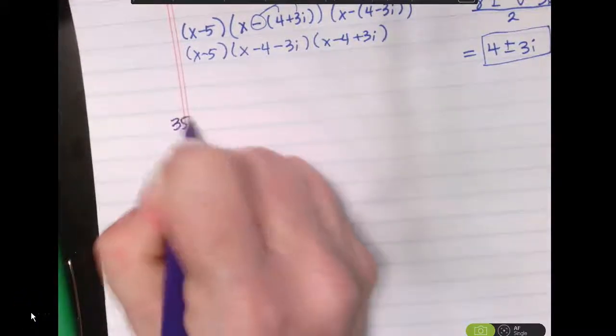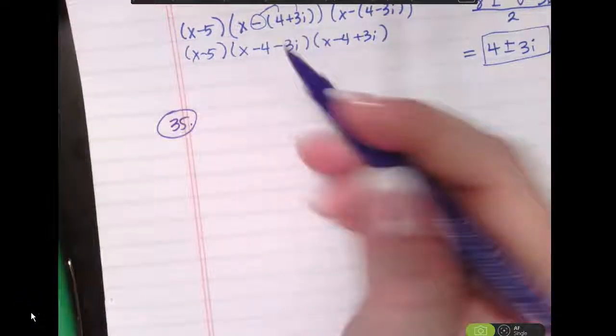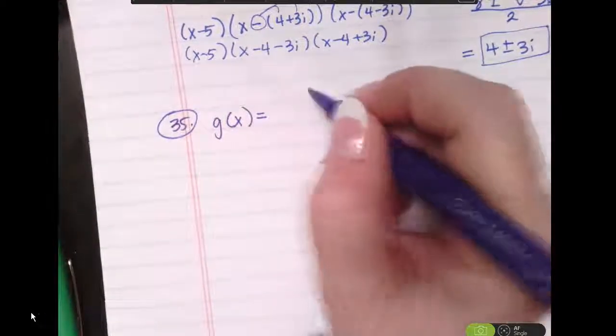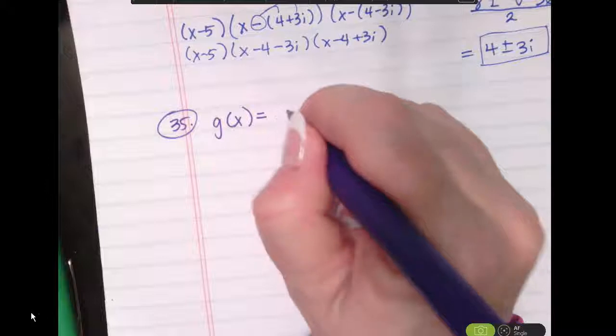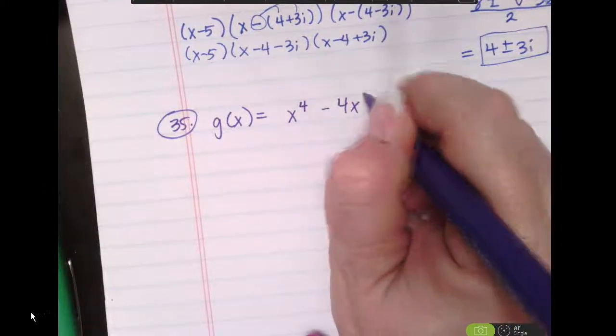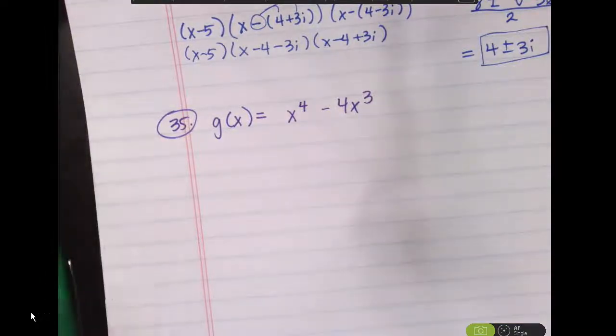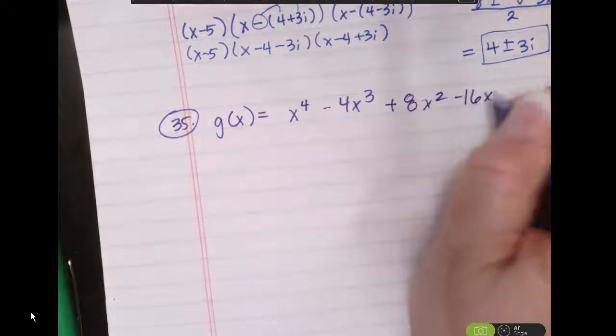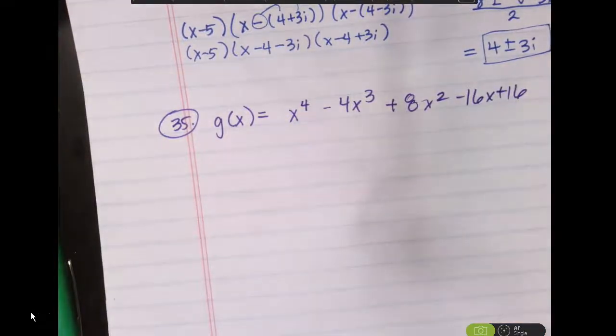Good morning. This is a continuation of section 2.5 homework. So I am starting at problem number 35. We've been given a function g of x equals x to the fourth minus 4x cubed, it's a long one, plus 8x squared minus 16x plus 16. And we need to find, the directions say, find all of the zeros of the function.